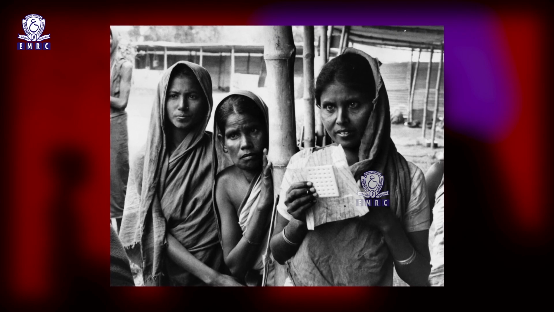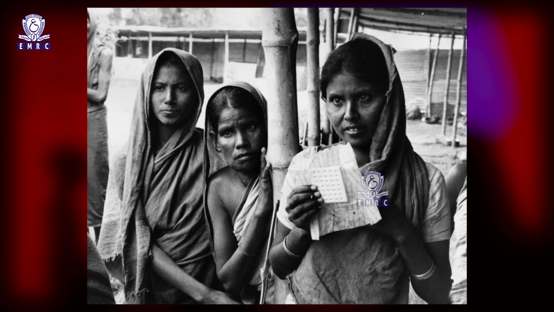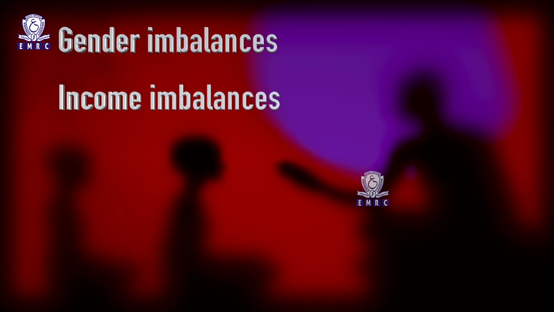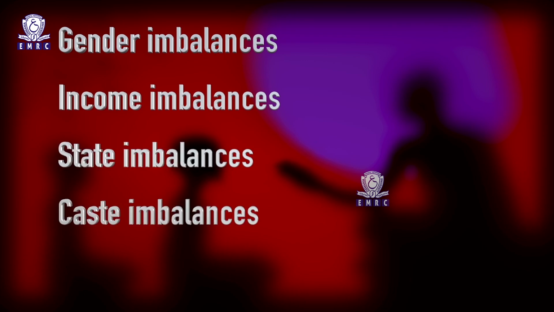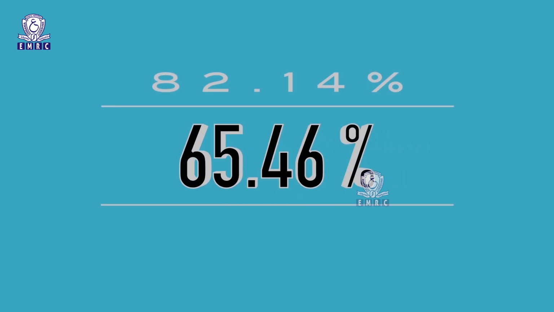Now, we will discuss the causes of illiteracy. Illiteracy in India is a problem which has complex dimensions attached to it. It is more or less concerned with different forms of disparities that exist in the country. There are gender imbalances, income imbalances, state imbalances, caste imbalances and technological barriers which shape the literacy rates in the country. India possesses the largest illiterate population. Literacy rate stood at 82.14% for men in 2011 and 65.46% for women.